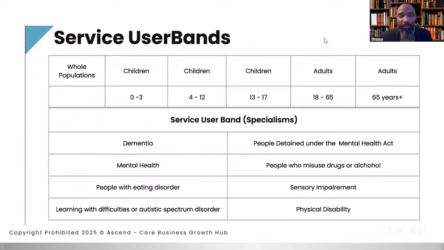This is a glimpse of, I think for those who've downloaded the CQC Statement of Purpose template, this is what you'll see. Again, whichever box you are choosing here, it helps you to prepare. For instance, if you are going to provide personal care, children 0 to 3, you need to be accustomed to the laws that govern working with children. You need to have a safeguarding policy that references children, safeguarding pathways, LADO, etc.